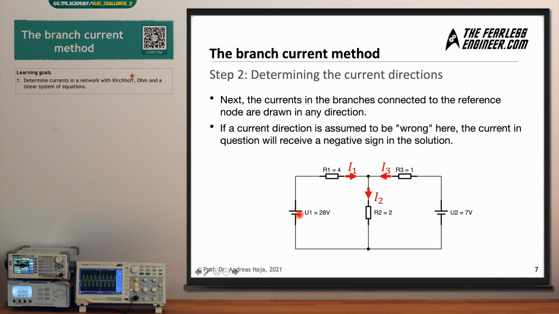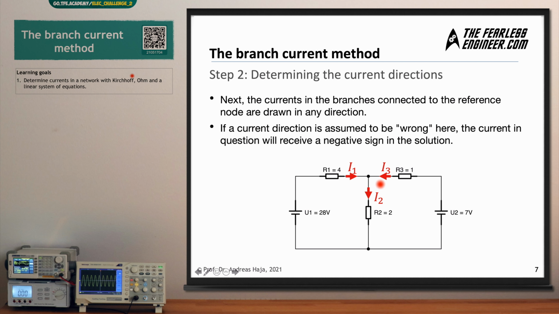We have the voltage sources here on the left and on the right, and this gives us some indication as to the direction of current. But it might not be obvious to us at this point in time if, for example, the voltage source here on the right, U2, is working as a source, or whether it's being charged by the voltage source on the left, which has a significantly higher voltage.